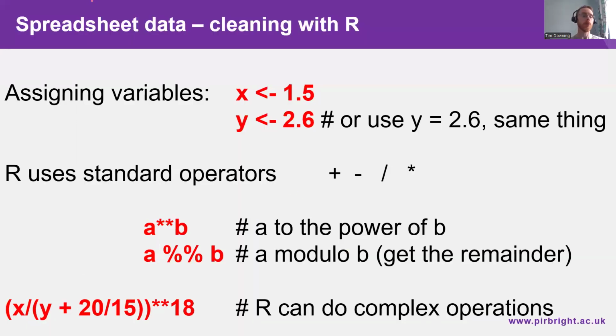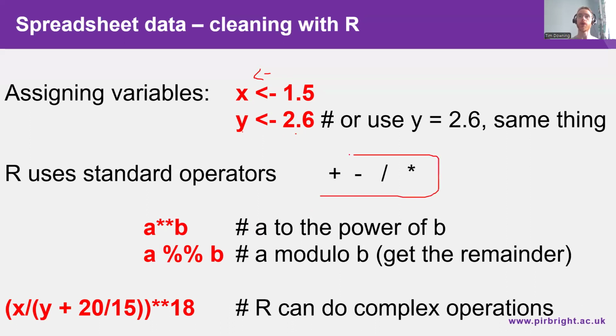Other things that are new, if you haven't done R before: we can assign variables. So we have X is pointed to by 1.5. This is a less than symbol, then a hyphen. That symbolizes that X becomes the value 1.5. The thing that we're assigning to is on the left, and the value we want to assign to the variable X is on the right. If we switch it around, that will create an error. In the same way, if we want to assign Y the value of 2.6, we have Y on the left and 2.6 on the right.